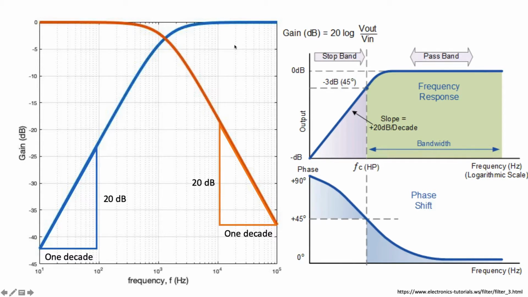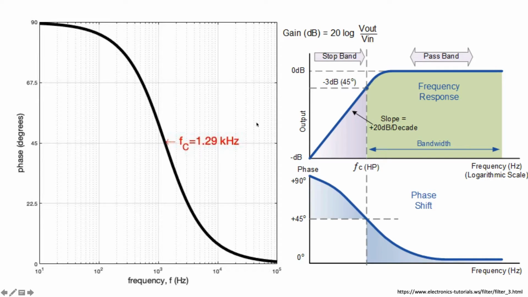We can also graph the phase angle with respect to the frequency and take a look at its behavior. We see that for low frequencies, the phase angle is practically 90 degrees and goes down to 45 degrees at the cutoff frequency.